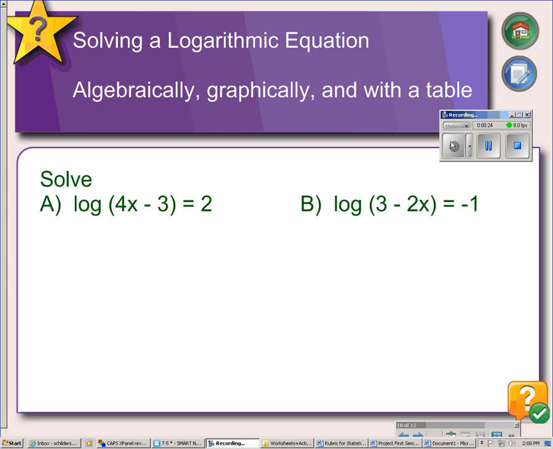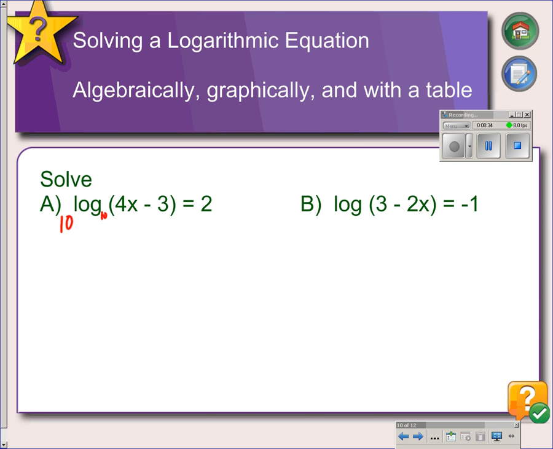So, to solve this equation, we have to do the opposite of a log. Since this is log base 10, if I put a base 10 in here, I can cancel the log. So if I put a base on the left, I have to put a base on the right. This gives me 4x minus 3 equals 10 squared, and 10 squared is 100. From here, it's a linear equation. Add 3 to both sides and divide by 4.